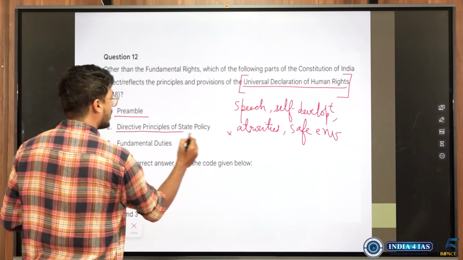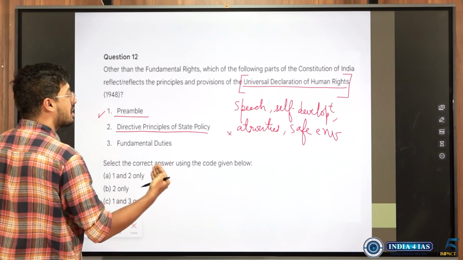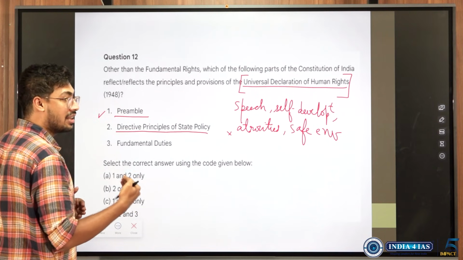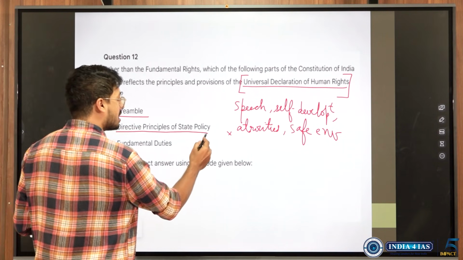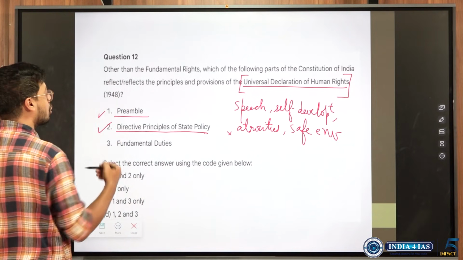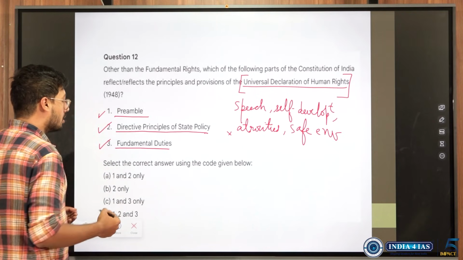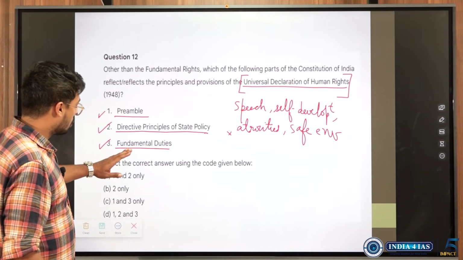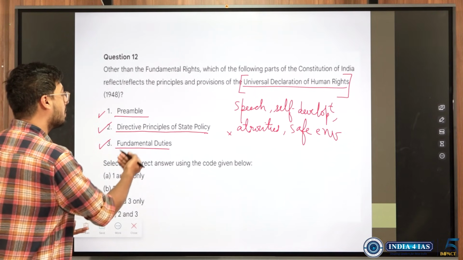DPSP also has provisions about gender rights, equal pay for both men and women, healthy development of children, to take care of health, to provide for healthy provisions of those working in industries. This sort of provisions are there. Fundamental duties also, to not engage in practices which are derogatory to women. These provisions are there in fundamental duties also.